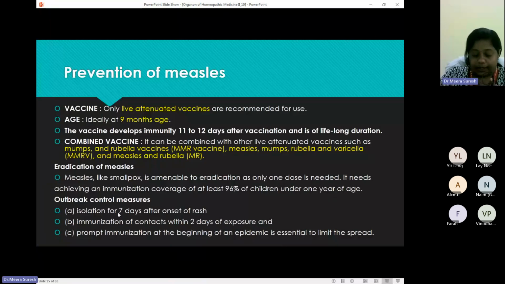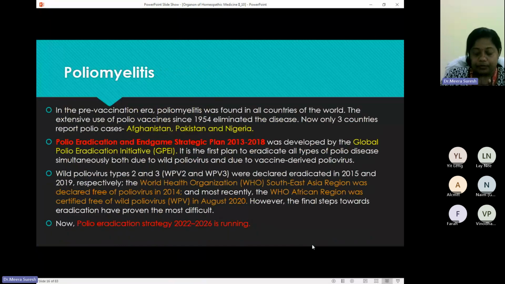And if there is an outbreak of measles, the person should ideally be isolated for 7 days after the onset of rash. And if the person gets into contact with someone, those contacts should be immunized within 2 days of exposure. Prompt immunization at the beginning of an epidemic is essential to limit the spread.